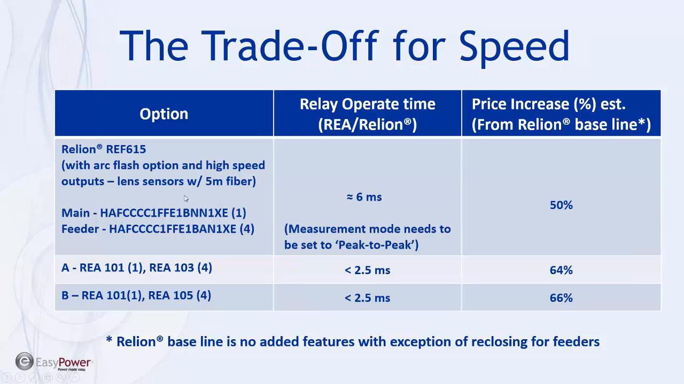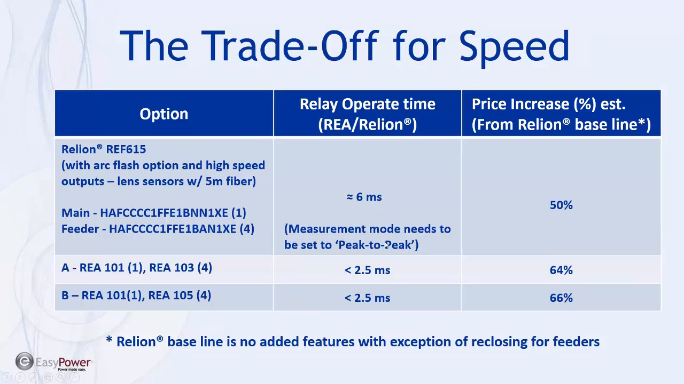And then what we'll do is we'll go ahead and order the ARC flash option on a communication card, and also high-speed output. And then the increase in price will be about 50% of what the base price would be. You do have a little bit of a trade-off with speed if you want to get it to at least close to what the REA can offer.